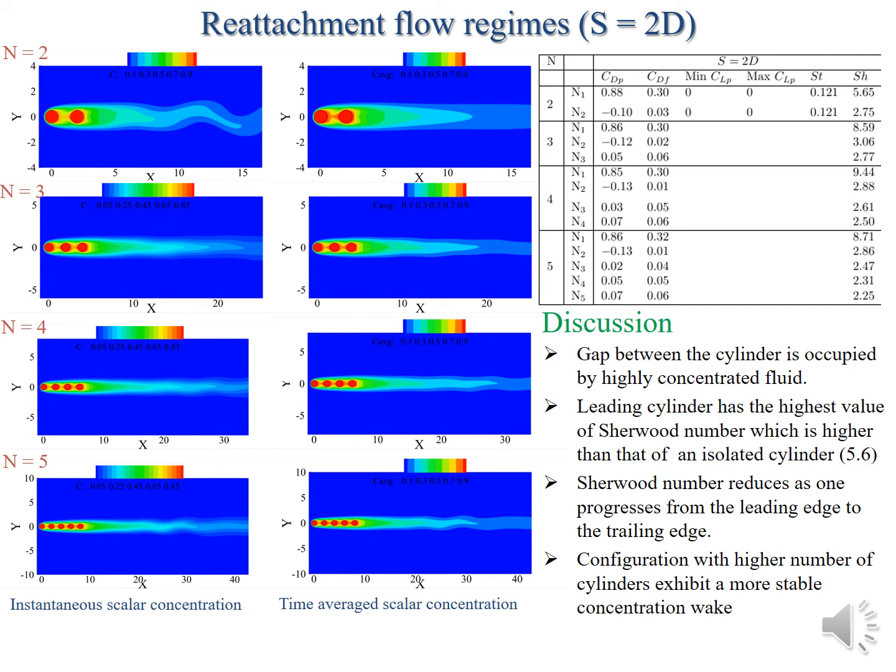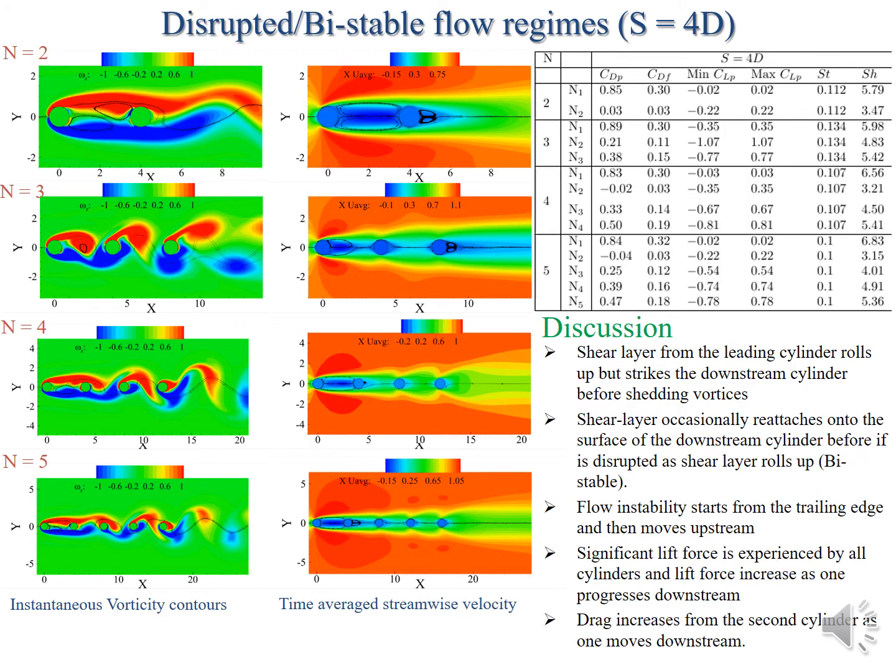The structure for this regime, we actually find that it is similar to the flow structure. So we have really not much to discuss here. As we have said, at the leading cylinder the mass transfer coefficient is much higher than that of the isolated cylinder, and also we find that the structures are actually similar to the vortices in the flow.